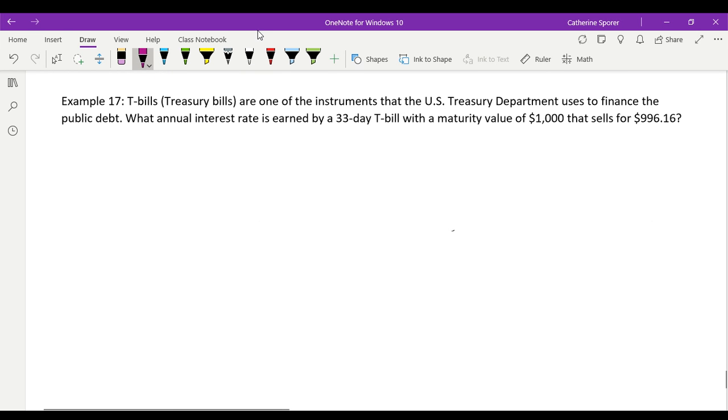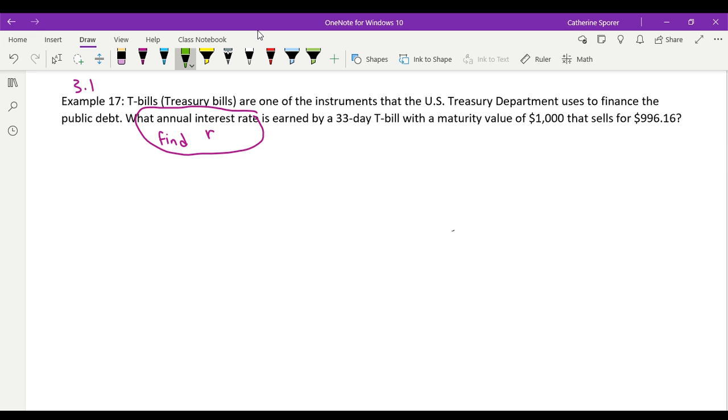T-bills or treasury bills are one of the instruments that the U.S. Treasury Department uses to finance the public debt. What interest rate is earned by a 33-day T-bill with a maturity value of $1,000 that sells for $996.16? So this is section 3.1, simple interest. What annual interest rate, that's asking for R. So that's the unknown. So we're going to try to find R.